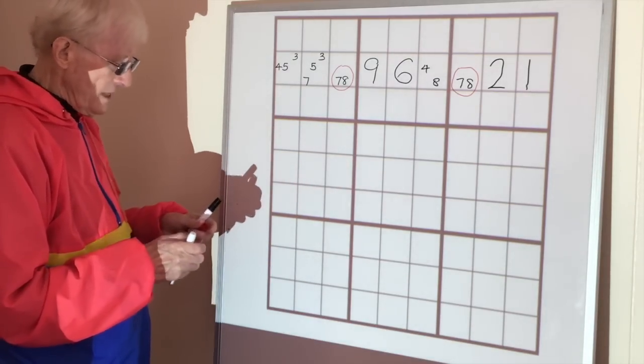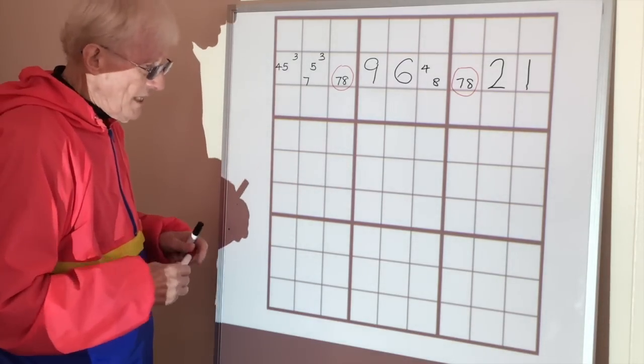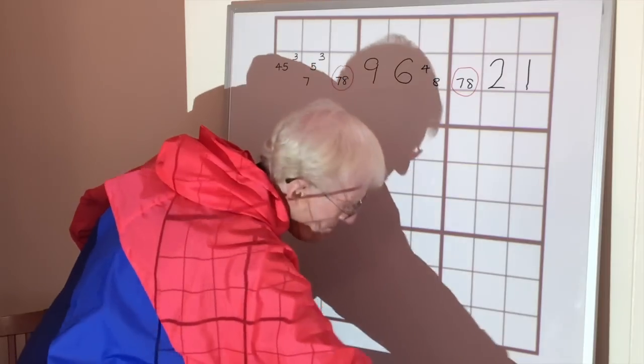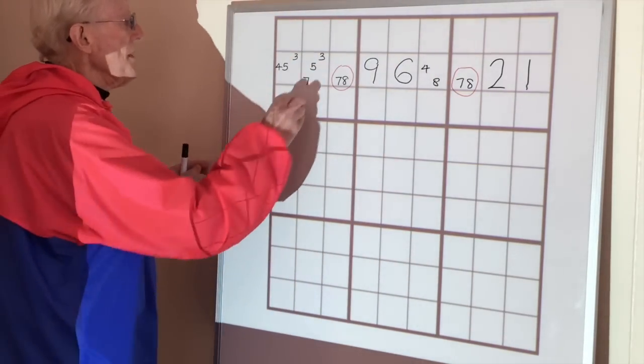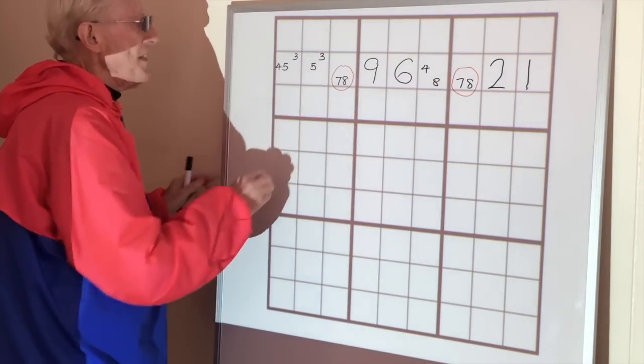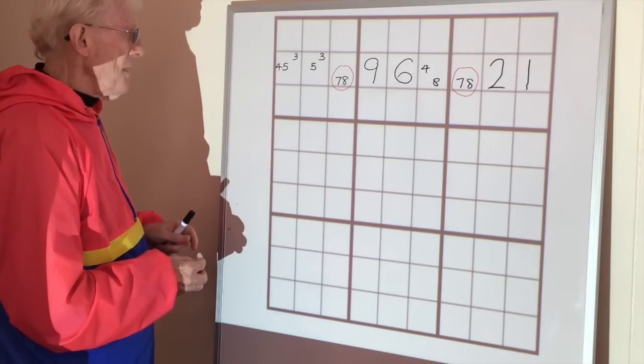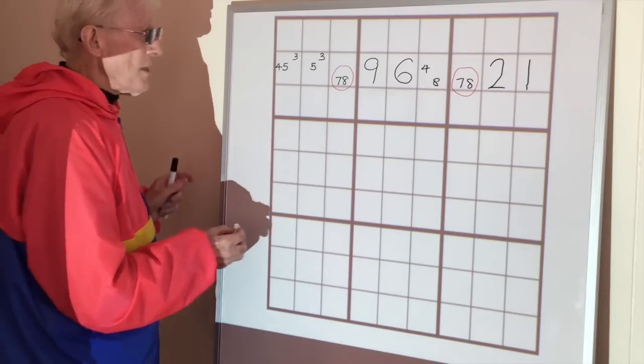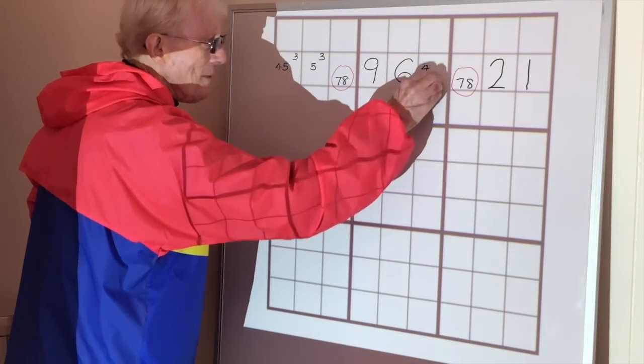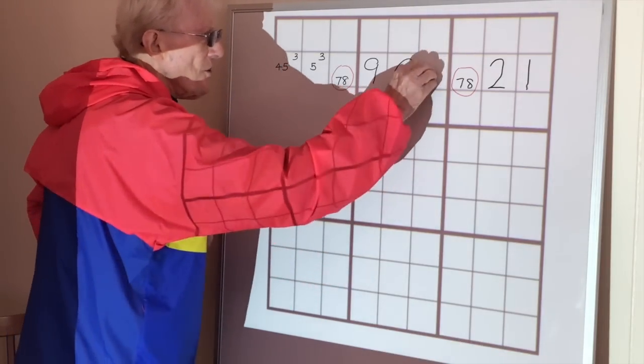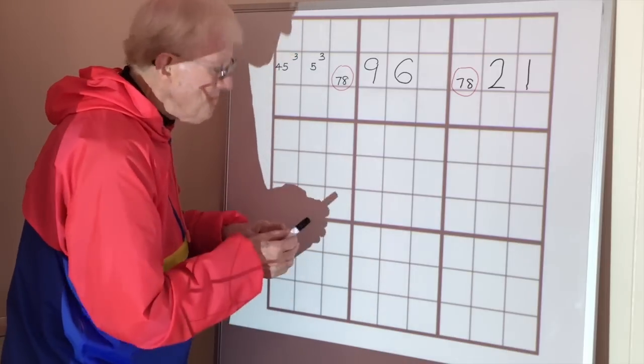Well, yes, there is. We've got one here. We can get rid of this one. Okay, we can get rid of that 7 because it's not part of the matching pair. And what about an 8? Yes, we can get rid of this 8. It's not part of the matching pair. And what are you left with? You're left with a big 4.